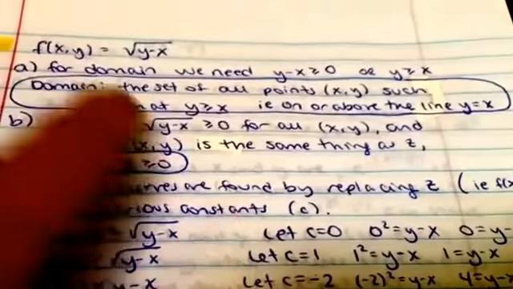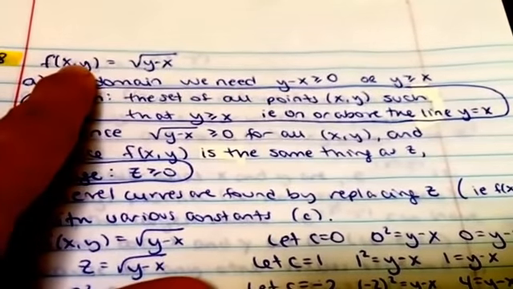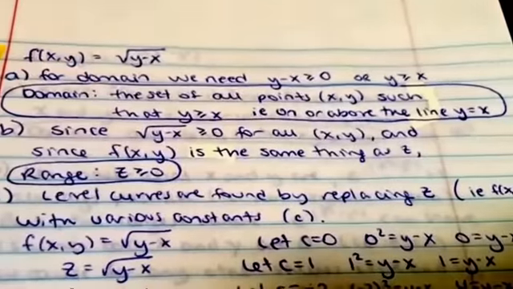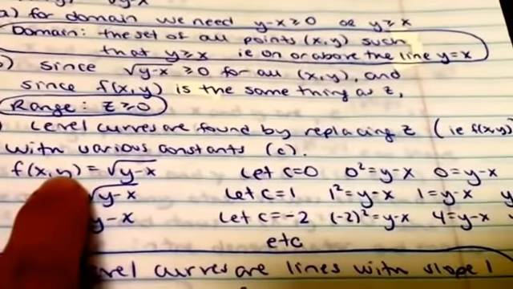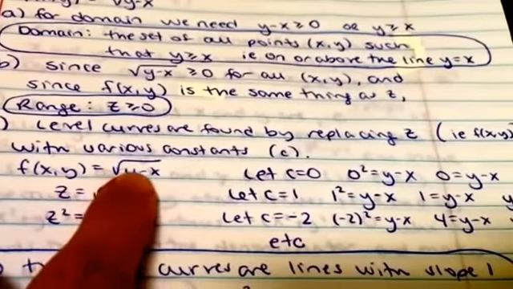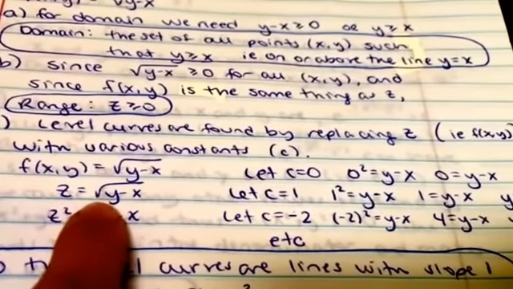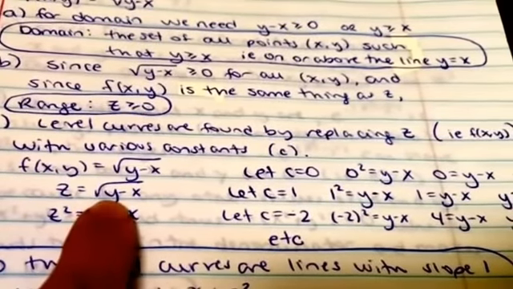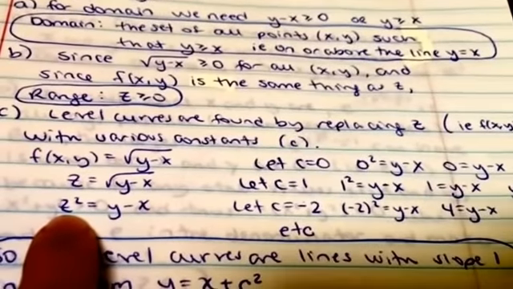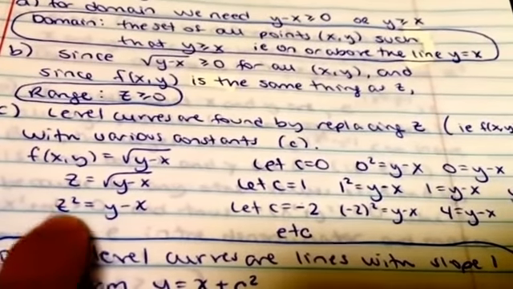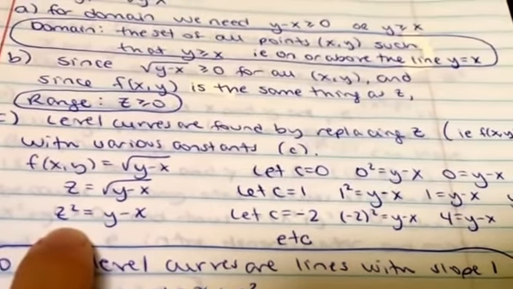Okay, level curves. I'm going to pretend like this is a z, and then I'm going to replace the z with different numbers. Okay, so I made it a little bit easier here first. I replaced it with a z, and then to get rid of my square root, I just square both sides. The square root goes away, and that becomes z squared. So z is what you're plugging numbers in for.